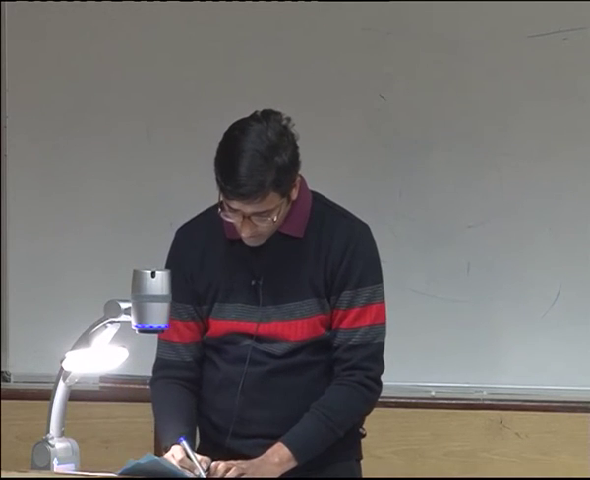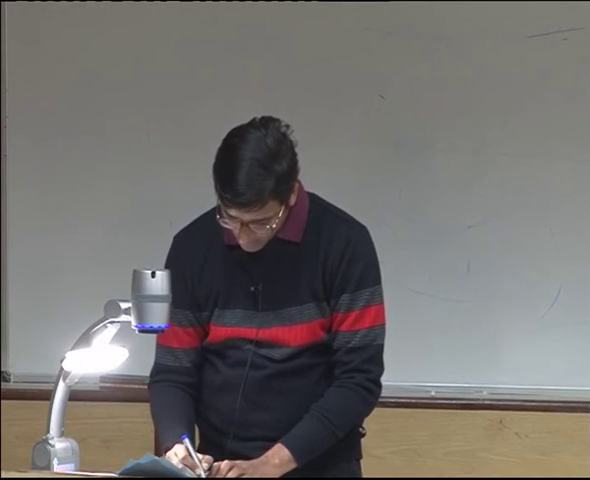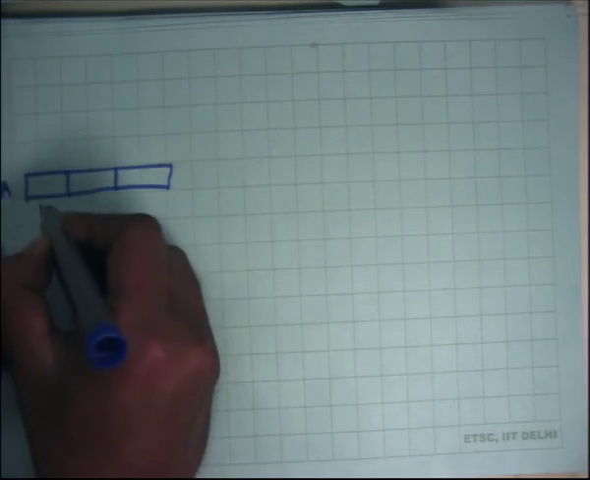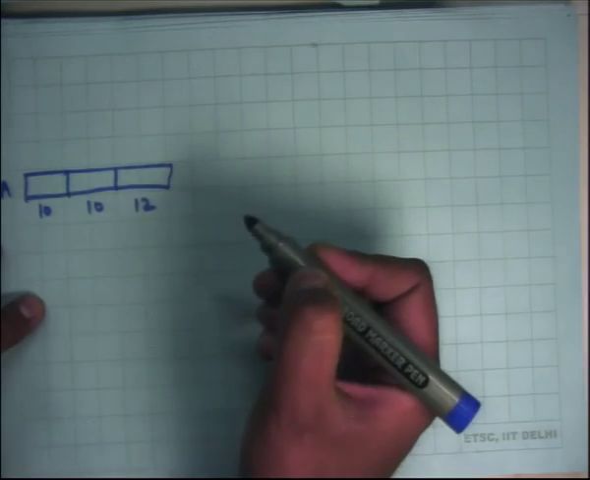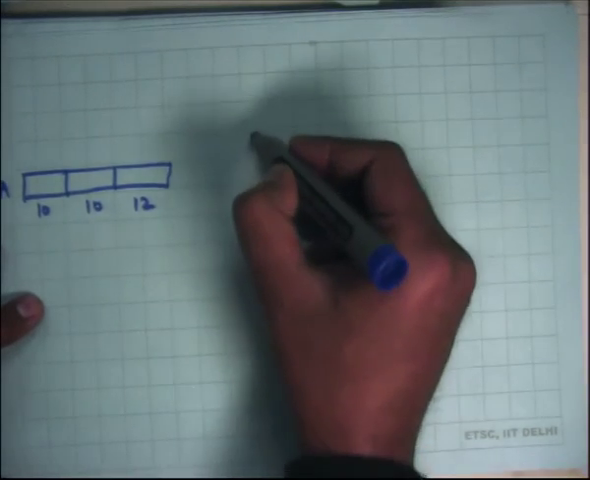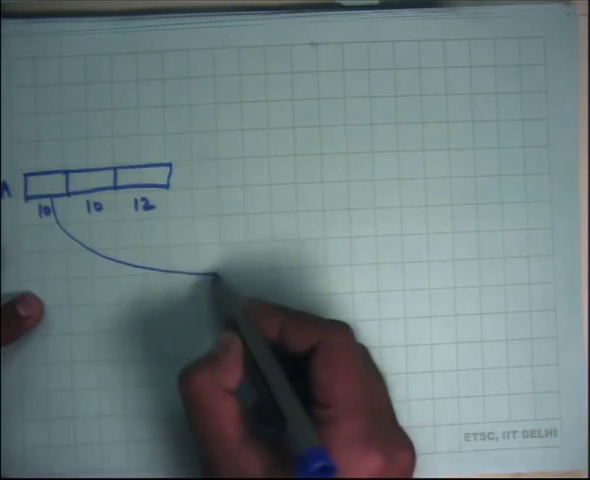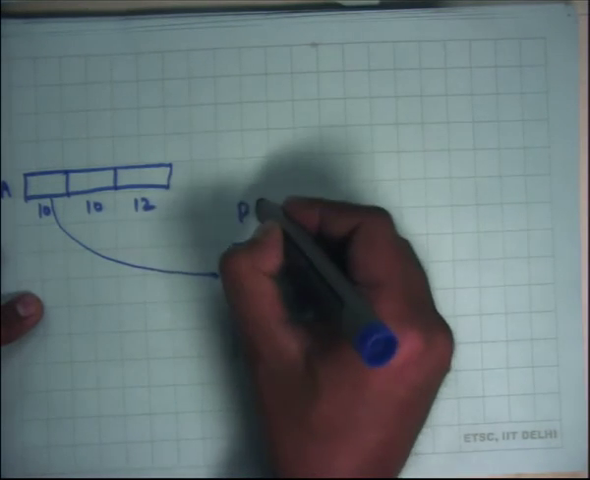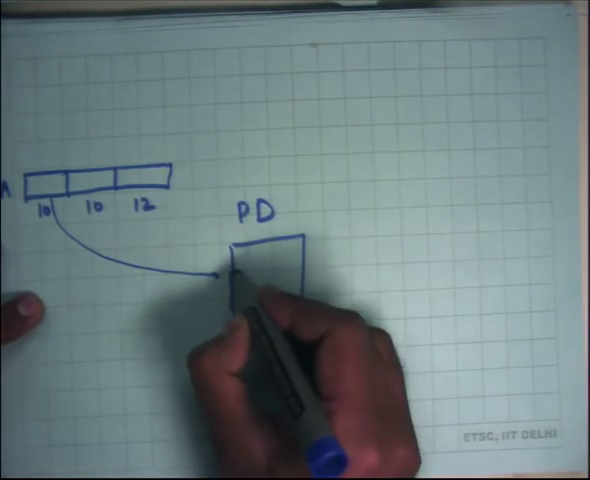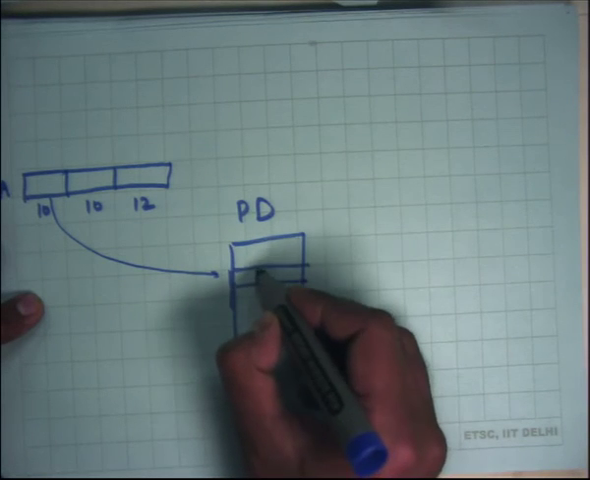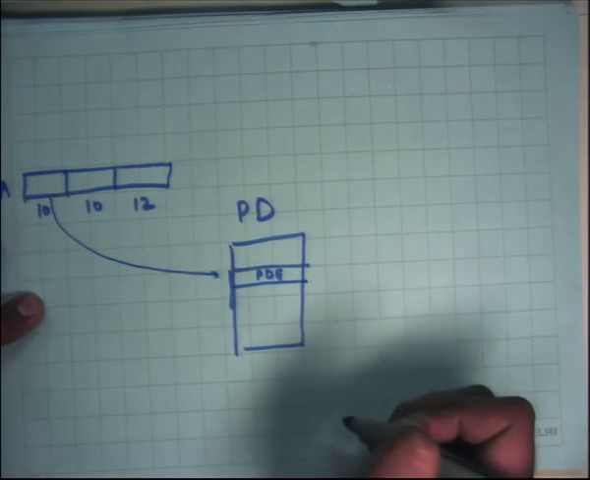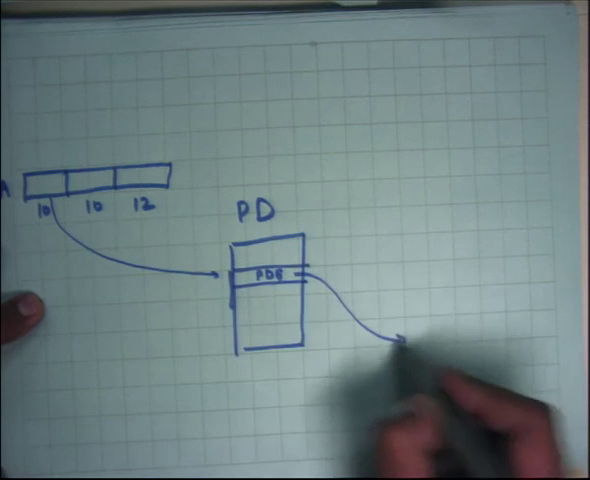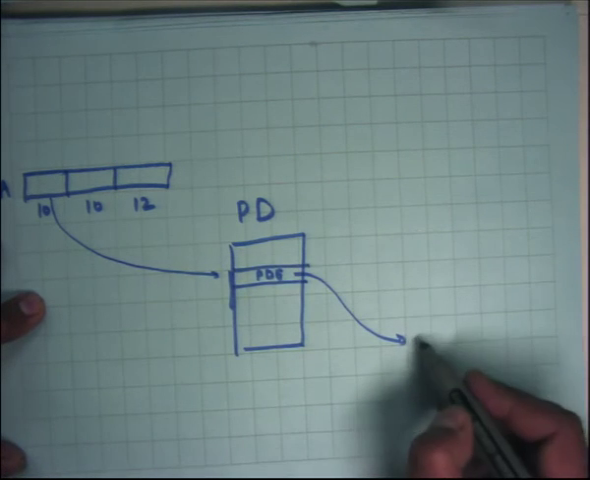Alright, so let me just review this. This is the virtual address, VA. You divide it into 10, 10, and 12, as it was a 32-bit address. You use the first 10 bits to index into a page directory, which I'm going to call a PD, and you're going to get a PDE, page directory entry, using this. You're going to get the contents of the PDE to dereference a page table.